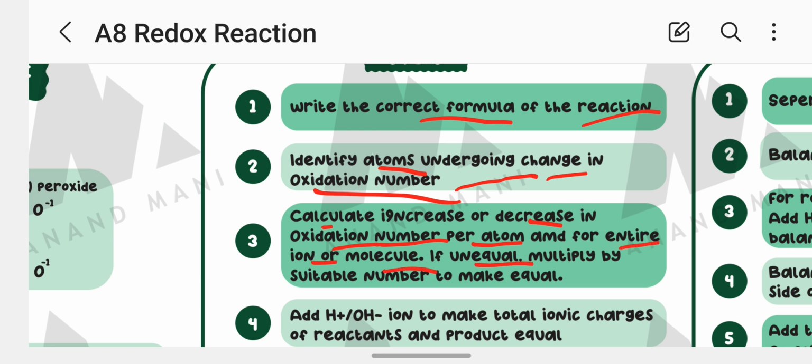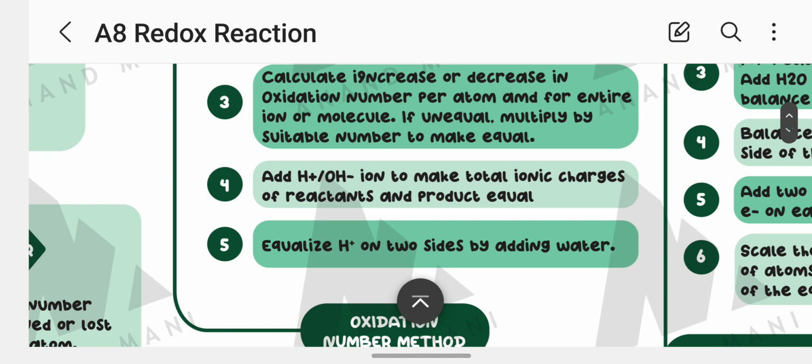If unequal, multiply by a suitable number to make them equal on the left and right sides entirely. Then we have to add H plus or OH negative ions to make the total ionic charges of reactants and products equal. So equalize H plus on the two sides by adding water.